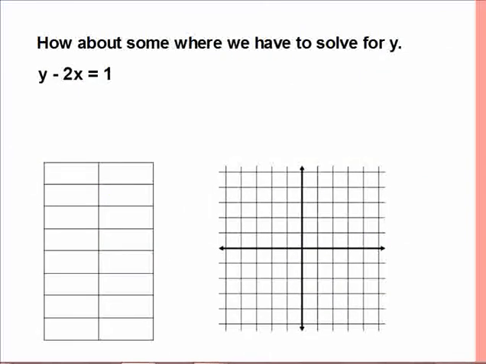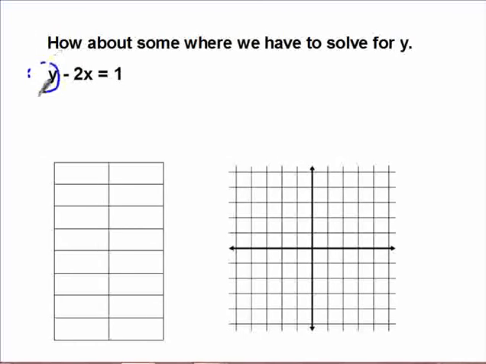Let's move on. Sometimes we won't have an easy equation to deal with, and we're going to have to solve for y. In this example, I'm going to have to use inverse operations. I have minus 2x. To get rid of the minus 2x so that y is by itself, I'm going to put a plus 2x on both sides. Now I have y equals 2x plus 1, and that's an equation that I know how to graph.